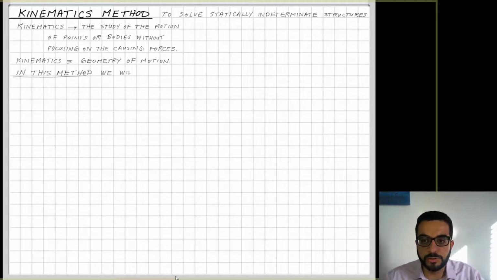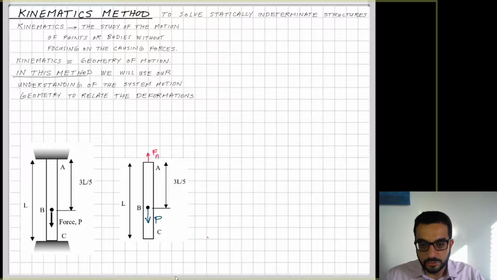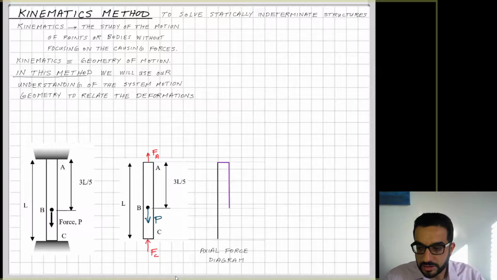So in this method, we'll use kinematics and our understanding of the system motion to relate the deformations that happen in the system. If we revisit this same example again, we'll analyze it as it is. We'll not take out a redundant reaction. So this is statically indeterminate. We have two reactions and one load here, P. And we'll start analyzing it using the unknown reactions.